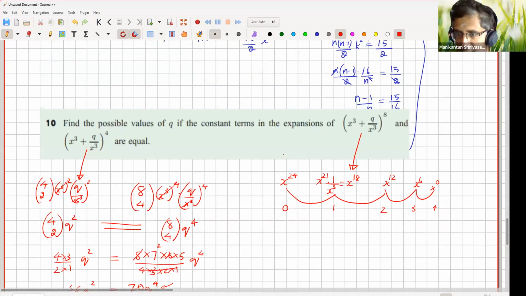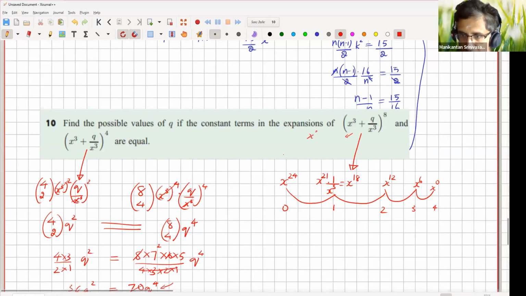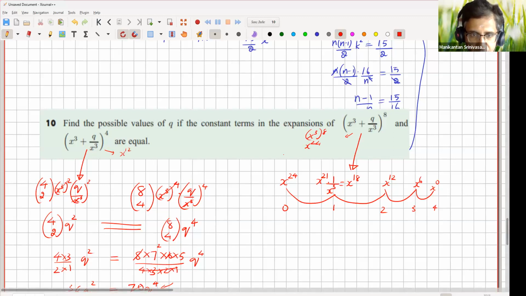Q equal to 0 means effectively this expansion is just x cube plus 0 whole power 8, which is x power 24. And this is x cube plus 0 whole power 4, which is x power 12. And yeah, this also does not have any constant term. I mean, it has a constant term. You can think of it as 0. Here also it's 0. So in a way, the constant term matches. So there's another question where they asked us for a constant term, and the constant term was 0 in that case. And at the back, the book considered that there was no constant term. And even in this question, the book didn't give q equals 0 as an answer.